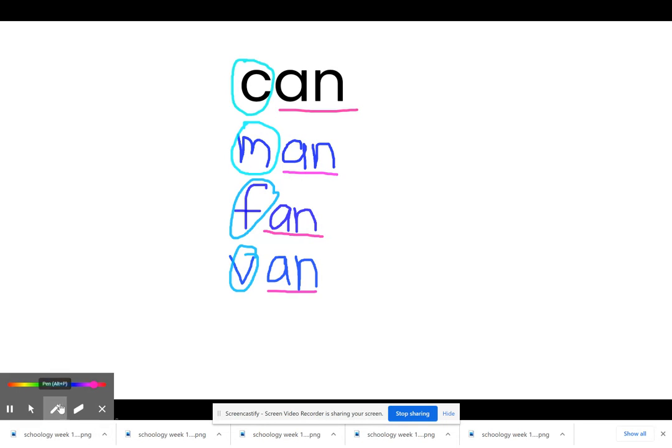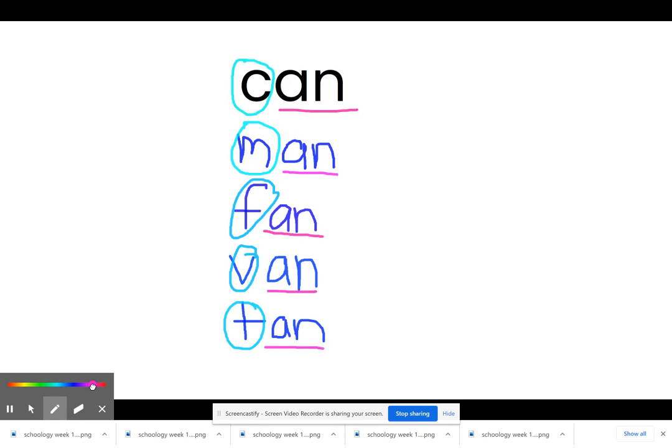Let's try and change it to a t. And keep the an. The an is still going to say an. Okay, and think about what that new word says. We have the t, and then we have the an. So think about what it says. Remember, we had can, man, fan, van. And think to yourself, what is our new word? Our new word is tan.